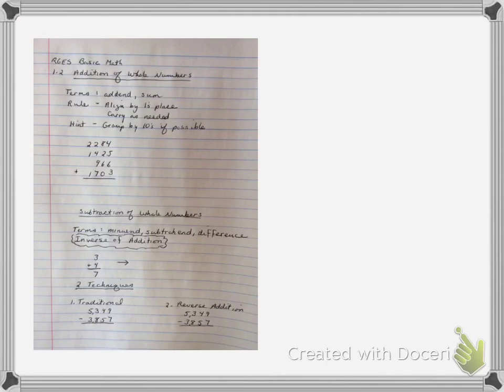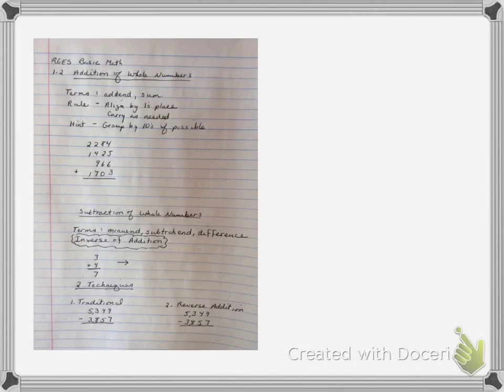As we're considering addition, the first thing we want to notice is the terms. Everything you're adding together, each number you're adding, whether it's 2 numbers, 5 numbers, doesn't matter. Each one of the things you're adding is called an addend, and the answer is the sum.